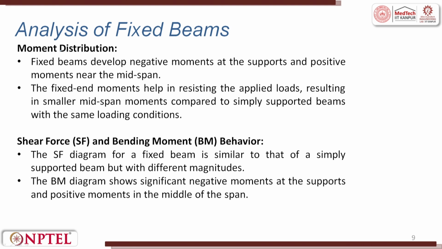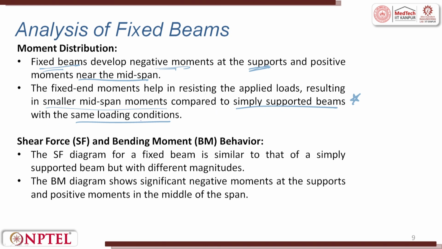Moment distribution. Fixed beams develop negative moments at the supports and positive moments near the midspan. Very important point: fixed beam, negative moment at the support and positive at the midspan. The fixed end moments help in resisting the applied loads, resulting in smaller midspan moments compared to simply supported beams with the same loading condition. These are some of the points which you have to understand and keep in your memory. With both ends fixed, the fixed end moments help in resisting the applied load, resulting in a smaller midspan moment compared to a simply supported beam with the same loading condition.